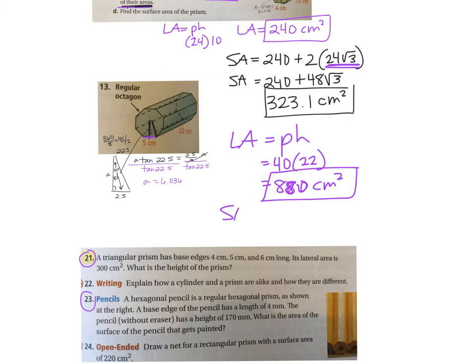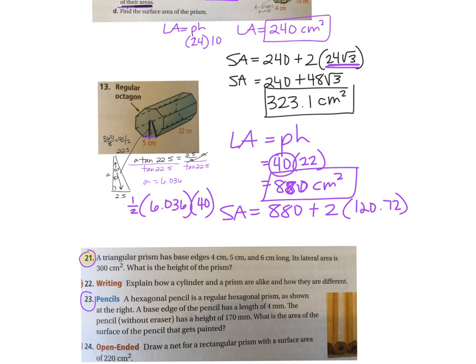So surface area, you're going lateral area plus 2 times the area of the base. And the area of the base would have to be 1/2 times the apothem times the perimeter, which we already found. So 1/2 times 6.036 times 40 is 120.72. And then you would plug that in, and that would be your answer.